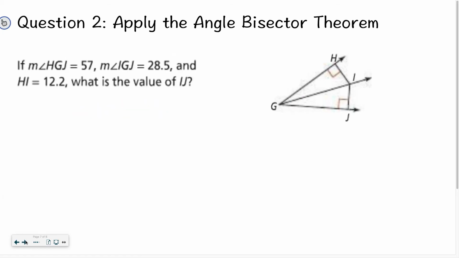Go ahead and apply the angle bisector theorem on your own using the information. If the measure of angle HGJ equals 57 and the measure of angle IGJ equals 28.5 and HI equals 12.2, what is the value of IJ? Good luck.